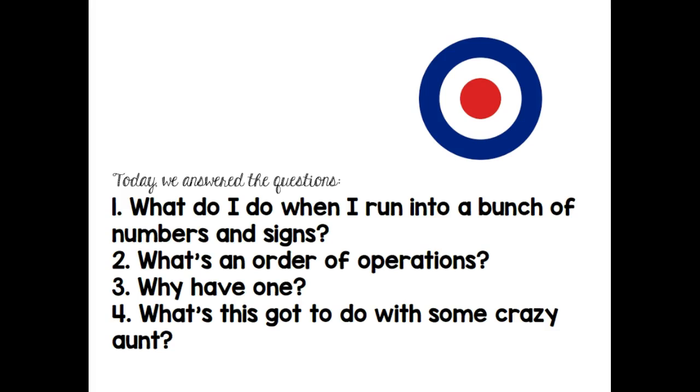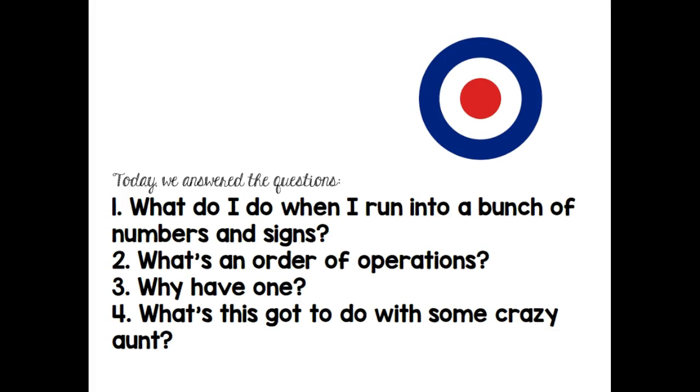Okay, so today we have answered the question, what do I do when I run into a bunch of numbers and signs all smashed together? Well, I stop and look at the signs, and then I go to my order of operations. What's my order of operations? It tells me what operations I do first. So first I look for parentheses, and until next year I'm going to ignore exponents. Then I'm going to look for multiplying and dividing. They go on the same line left to right. Then I'm going to look at whether or not I've got to add and subtract too. And then same deal, if there's more than one of those signs, I go left to right.